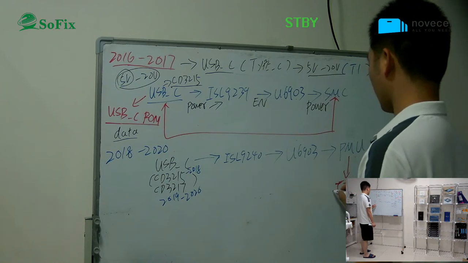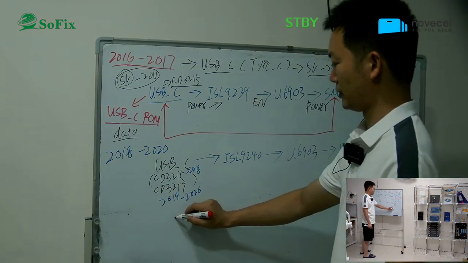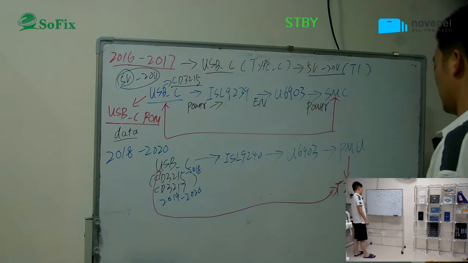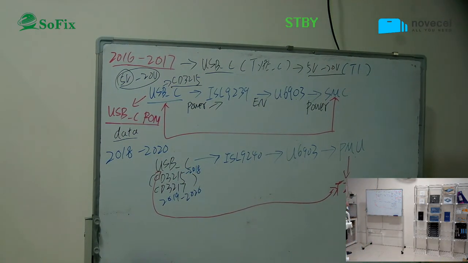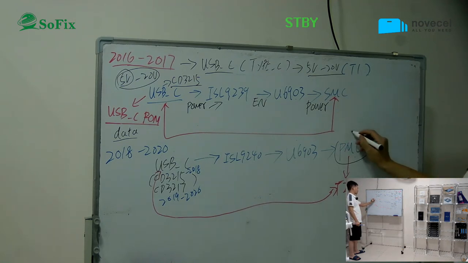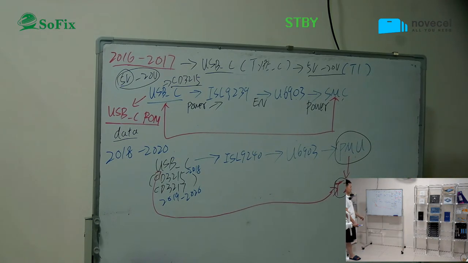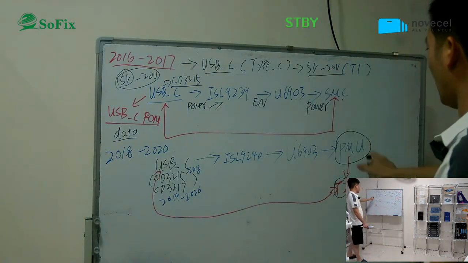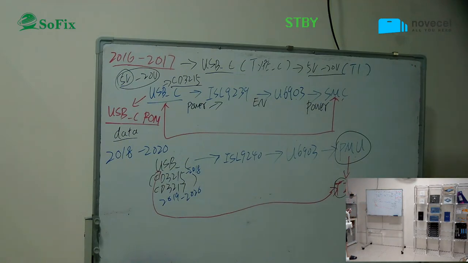The T2 controls the USB-C chip and communicates the data to the USB-C chip. Which one is different? Just the T2 model gives the PMU IC and the T2 has the SMC inside. So the T2 controls the USB-C from 5 volt to 20 volt. Okay, the other socket set.